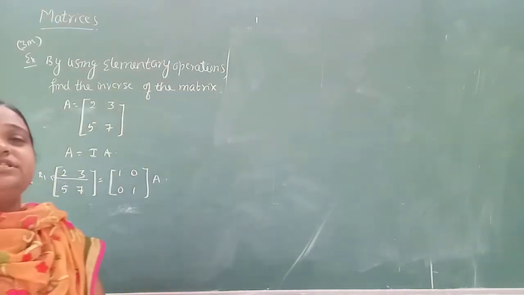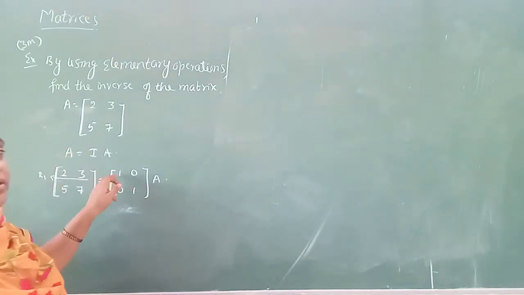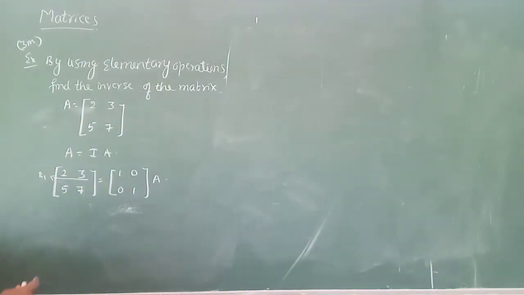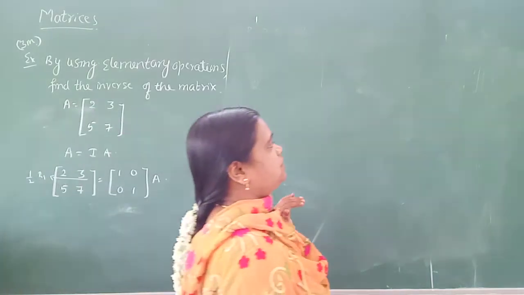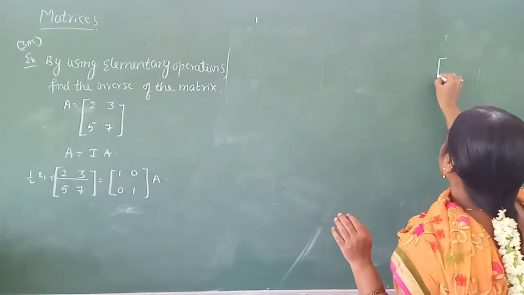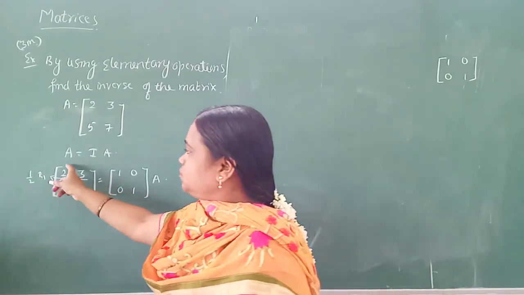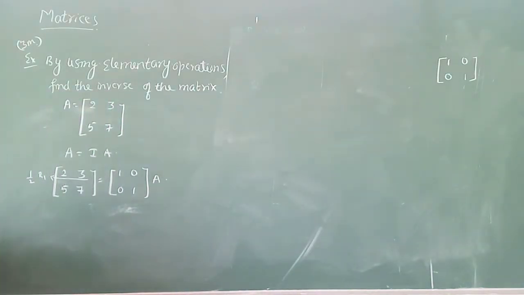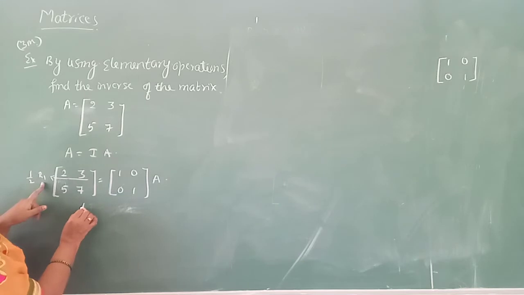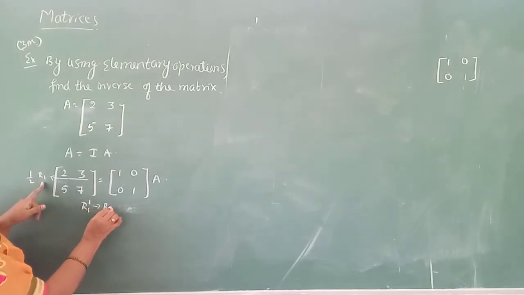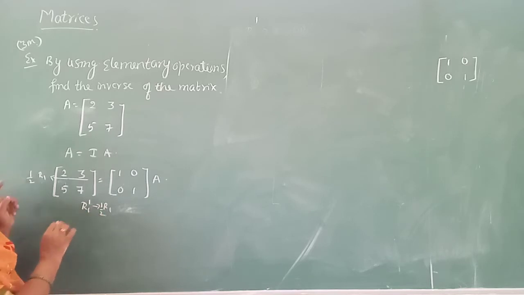If I want to convert it into 1, what can we do? If we divide by 2, we get 1. Are you understood or not? We want to convert the left-hand side into the form [1 0; 0 1]. The very first step is to convert this entry into 1. For that, the operation is: R1 changes, therefore R1 dash equals R1 multiplied by one half.